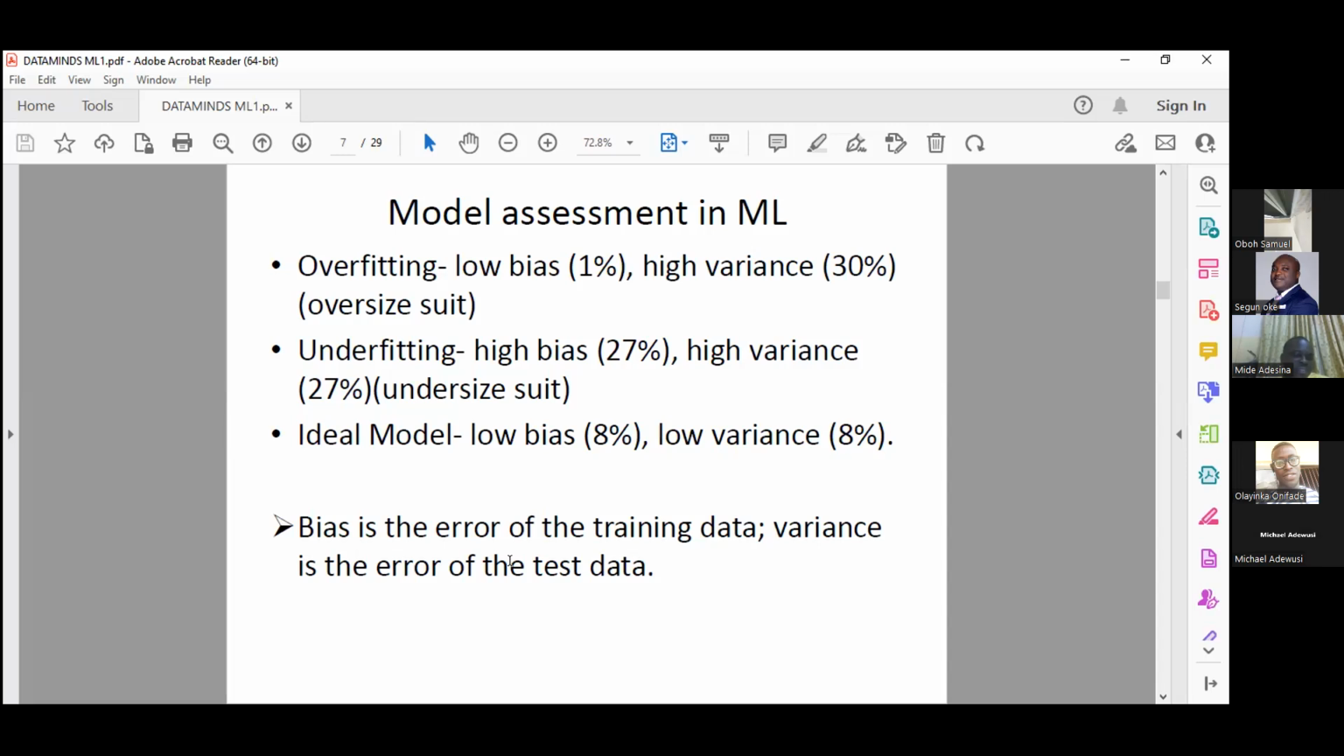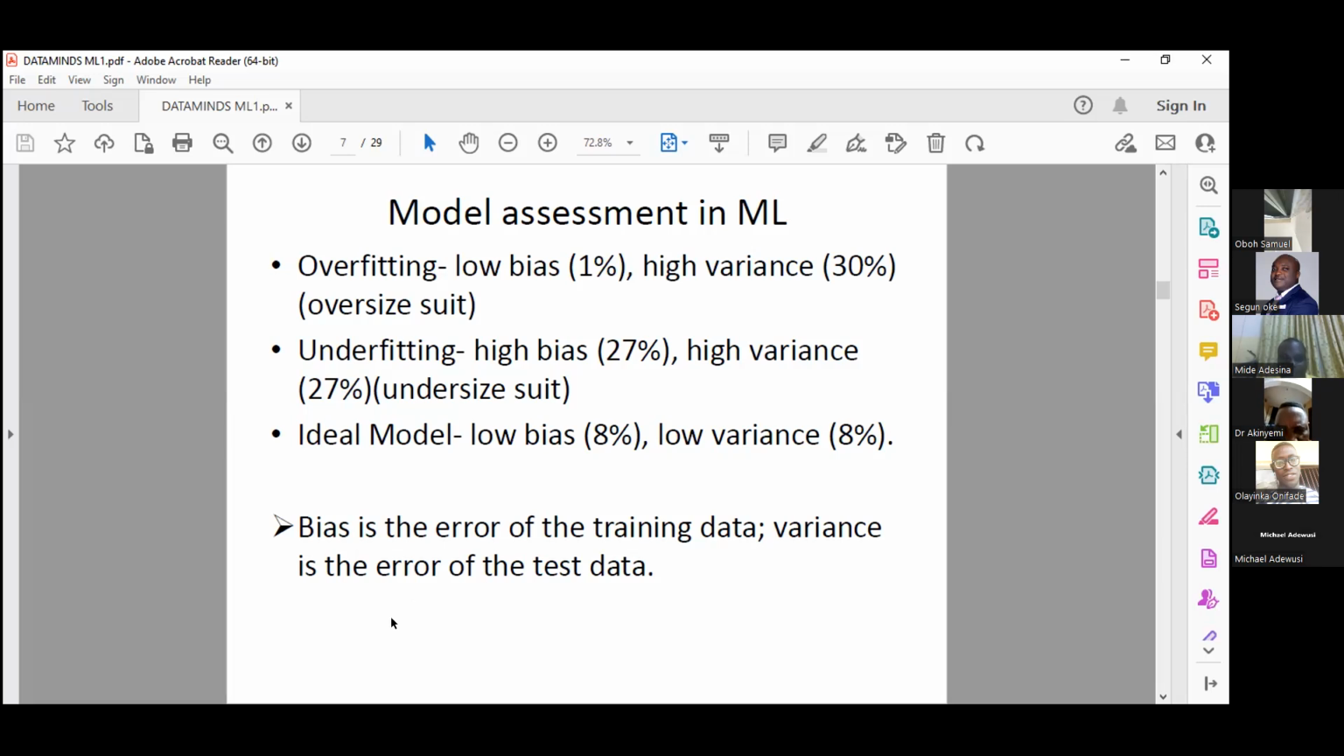So we can see that that one is actually overfitting because it's misleading. The training set tells you this thing has minimal error, whereas when you subject it to testing data, it gives you high error. So that is an example of overfitting, and as I've put there, an oversized suit. You can imagine somebody that's supposed to wear a suit of 40 wearing 56. Obviously, people will laugh at him on the road.